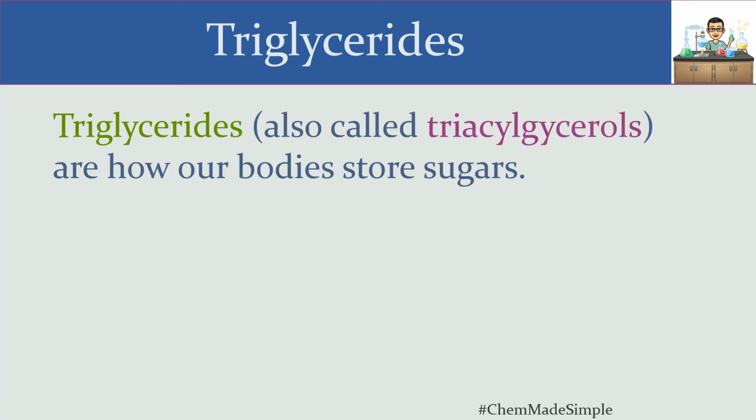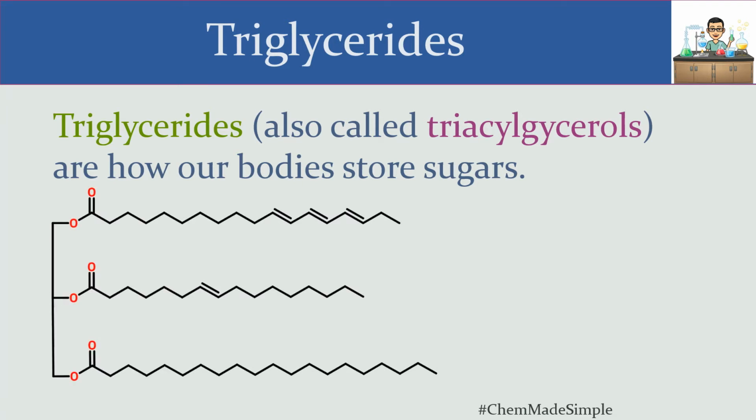Now, triglycerides are also called triacylglycerols. Sometimes they're also called triacylglycerides. And they're in fact how our bodies store sugars. So when we have sugars and we metabolize them, we store them as fats in the form of triglycerides. Now, triglycerides are composed of that carbon backbone, like I told you, and they're also composed of fatty acids.